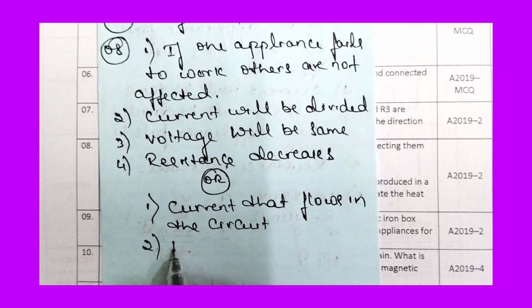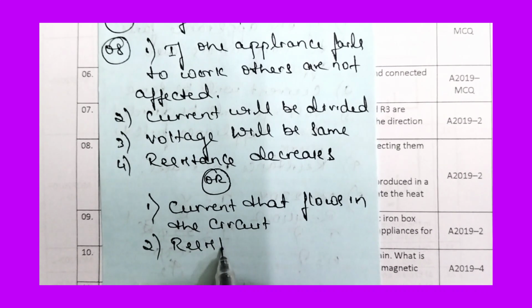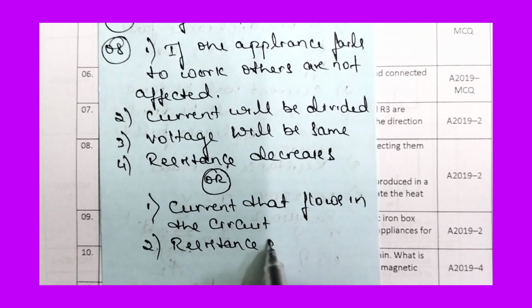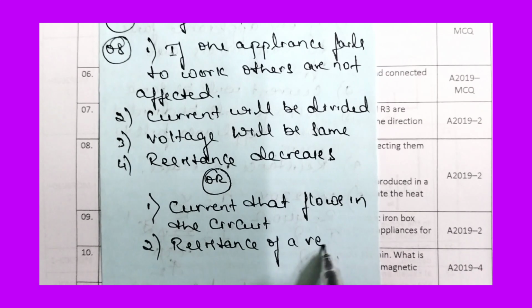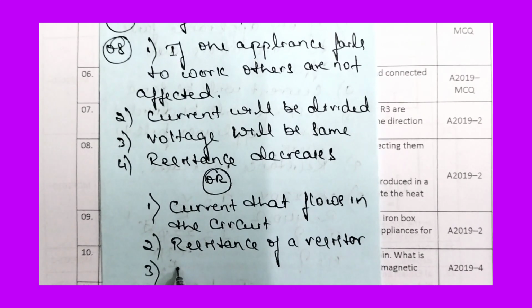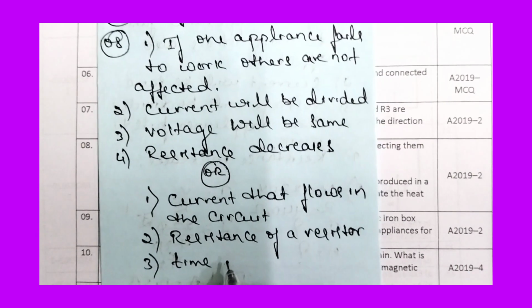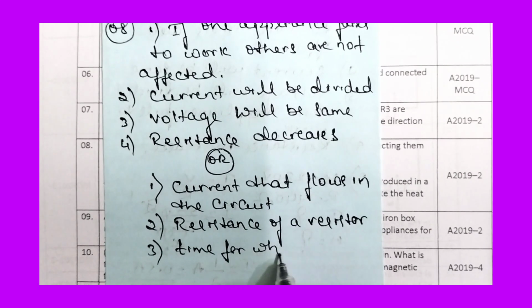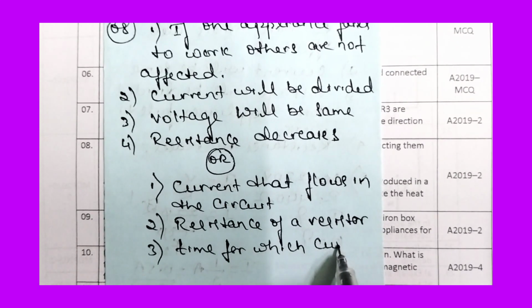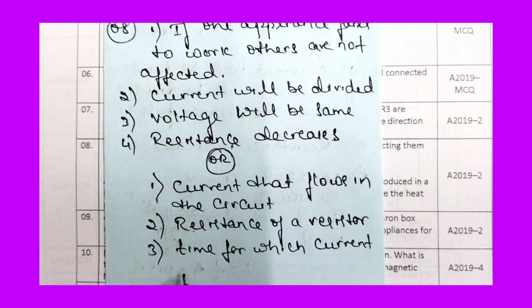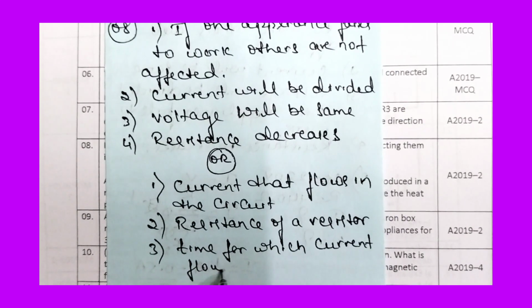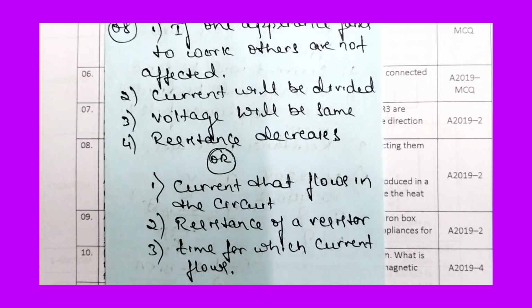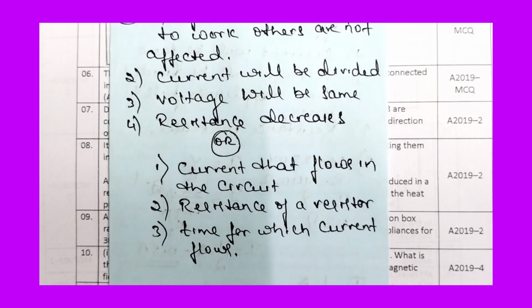ಎರಡನೇ ಪಾಯಿಂಟಿಗೆ ಬರೋಣ. ಇಟ್ ಡಿಪೆಂಡ್ಸ್ ಅಪಾನ್ resistance of a resistor. Then the third point is it depends upon time, how much time the current flows, time for which current flows. ಸೊ ಎಷ್ಟು ಟೈಮು ಕರೆಂಟು ಹರಿಯುತ್ತೆ ಅನ್ನೋದ್ರ ಮೇಲೆ ಇದು ಡಿಪೆಂಡ್ ಆಗುತ್ತೆ. ಸೊ ದಿಸ್ ಈಸ್ ದ ಫ್ಯಾಕ್ಟರ್ಸ್ ಆನ್ ವಿಚ್ ಹೀಟ್ ಪ್ರೊಡ್ಯೂಸ್ಡ್ ಇನ್ ಎ ರೆಸಿಸ್ಟರ್ ಡಿಪೆಂಡ್ಸ್.